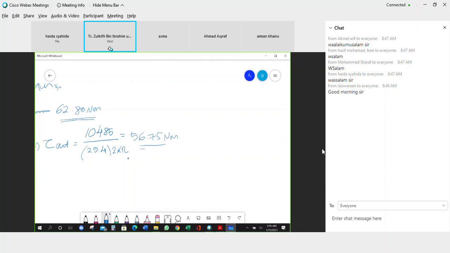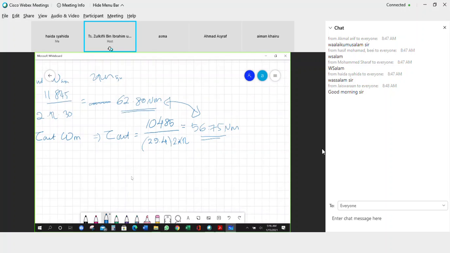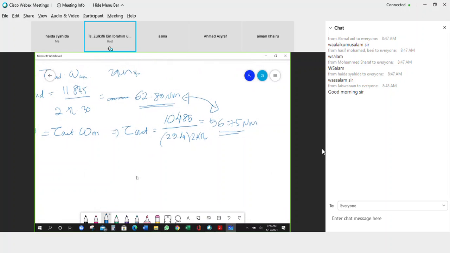Nampak tak dia punya kehilangan torque agak tinggi juga, about 6 Newton meter. And the motor efficiency, the efficiency is your P out bagi dengan P in, by 1000.